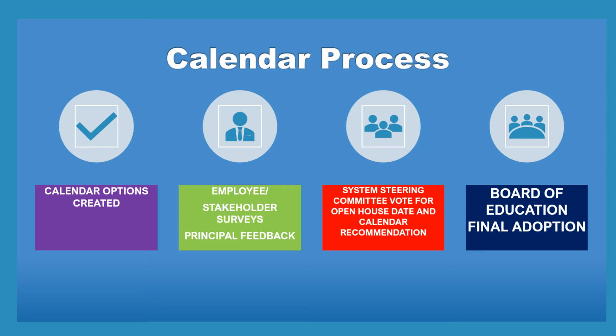There are 4 steps in our calendar process. First, once we've used all those special considerations to build a calendar, we present several options in an employee and also family survey. We also look for principal feedback. Once we've collected all that data, it goes to our system steering committee who vote on our open house date and also make a formal recommendation of the school calendar to the Board of Education. The last stop in the process is our Board of Education, who choose to either adopt the recommended calendar or send it back for revisions.